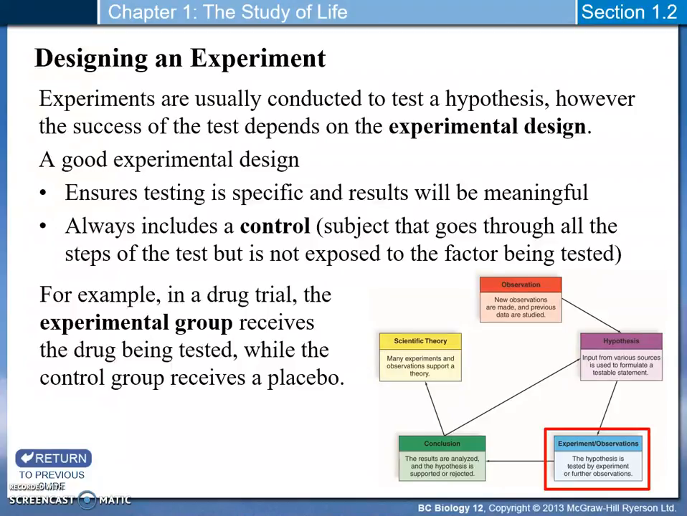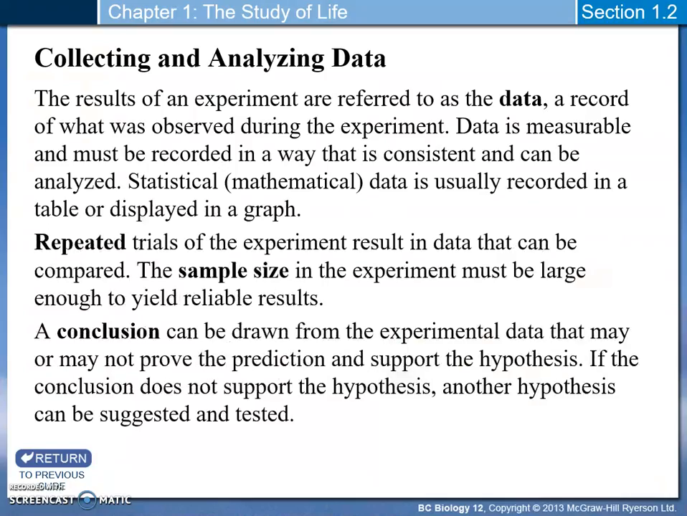So for example, in a drug trial, the experimental group receives the drug that's being tested, and the control group would receive a placebo. So after the experiments are conducted, the data that's collected needs to be analyzed, and the results are referred to as the data, which is the record of what was observed during the experiment. Data is measurable, and it must be recorded in a way that's consistent and can be analyzed. The statistical data is usually recorded in a table or displayed in a graph.